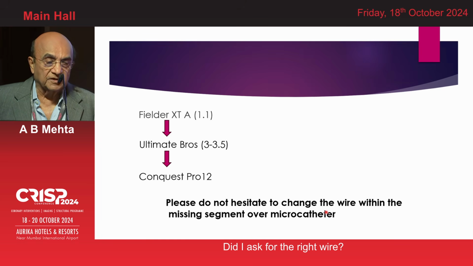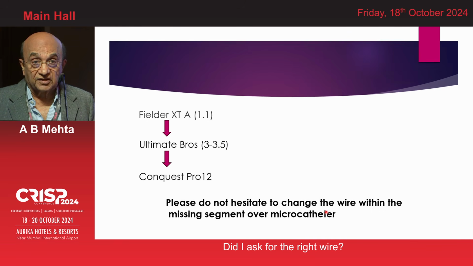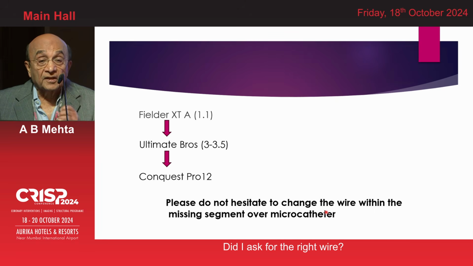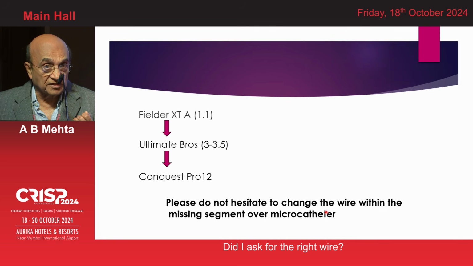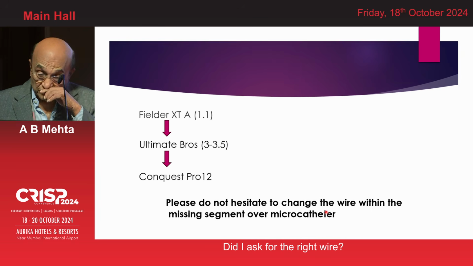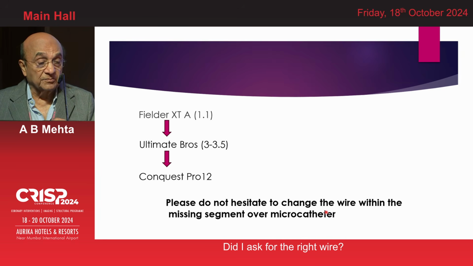Why do I use then ultimately, if that fails, Ultimate Brothers 3? Why not Miracle 6? Why not Miracle 12? Why not Conquest Pro? Well, we need to have an intermediate wire. Conquest Pro is a very strong wire. Stronger the wire, less is your tactile sensation once you have gone into the false passage. Dissection with the Conquest Pro wire is not uncommon to a very inexperienced operator, because it gives very little tactile sensibility.